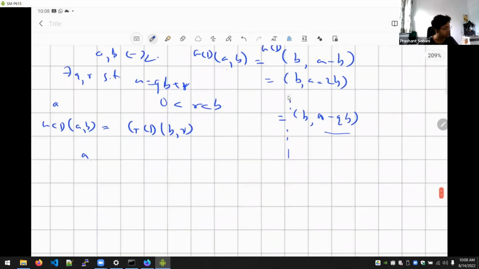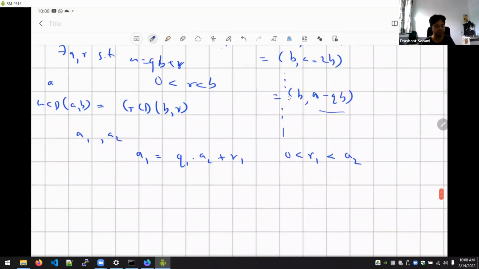So starting with the initial numbers, let me call the first two numbers A1 and A2 instead of A and B. So you can write A1 is equal to some Q1 A2 plus R1, where I'm dividing A1 by A2. And what we know from the theorem we did just now is that the GCD of A1 and A2 will be equal to the GCD of A2 and R1. So we repeat this chain, and note that 0 less than R1 less than A2 means that R1 is the right candidate to be the next divisor. So in the next step, I'm going to divide A2 by R1.